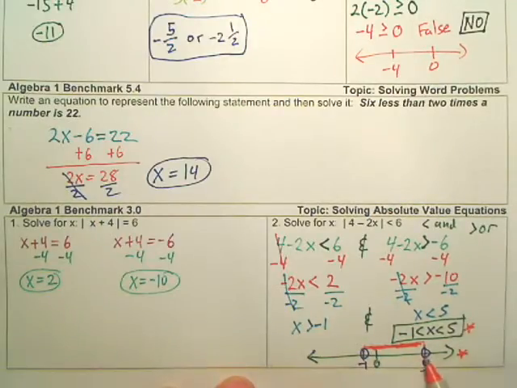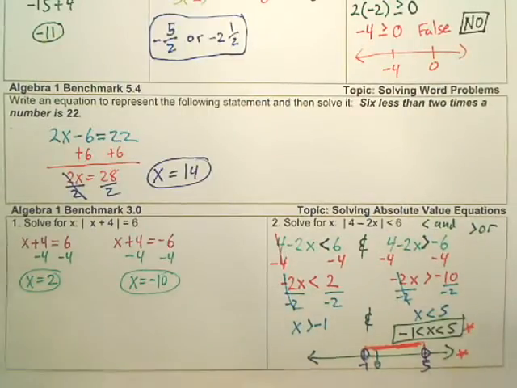Why are they open circles? Because they're just less thans. If that was a less than or equal to, they'd be closed circles.